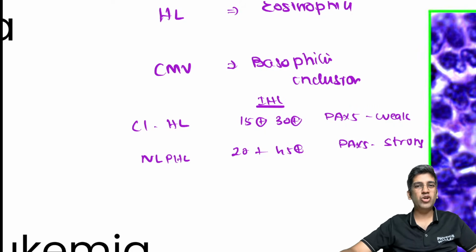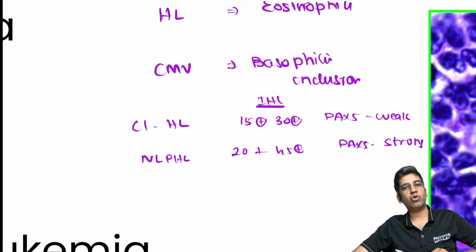Okay. So, what's the most common variant of Hodgkin's lymphoma? There's a controversy, saying that some books say this is more common in India, and that is more common abroad.